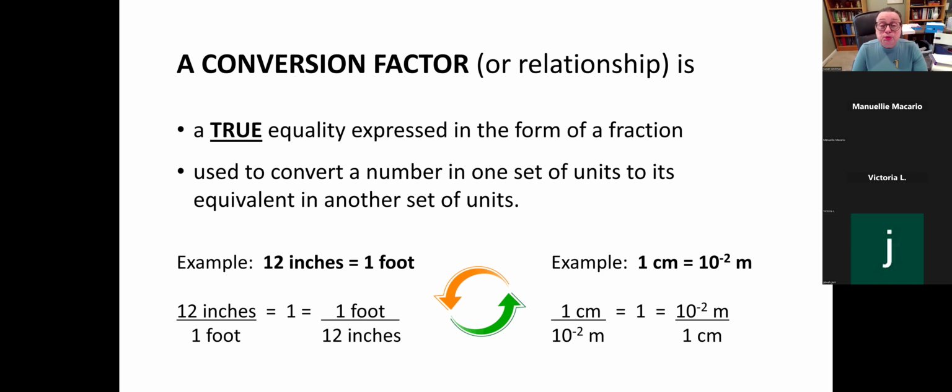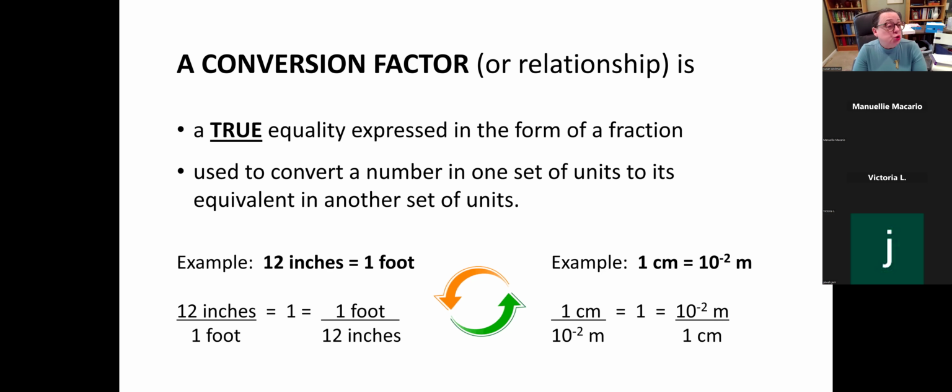So they have to be true. So you have to have remembered them correctly, or you have to have written them down correctly if you look them up. And they are going to be used to change some number, some value, some measurement that's in one set of units to its equivalent version in another set of units.